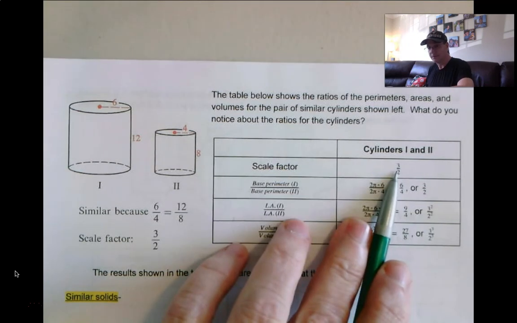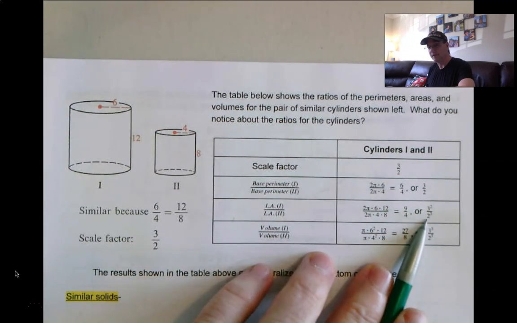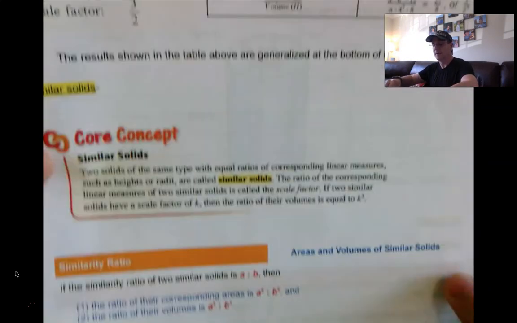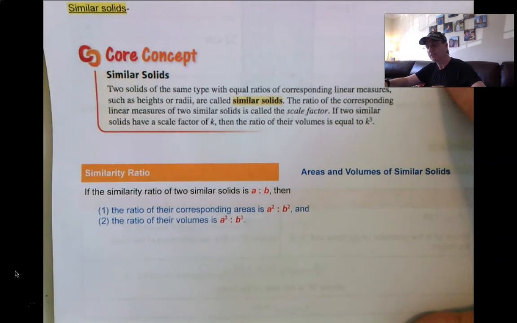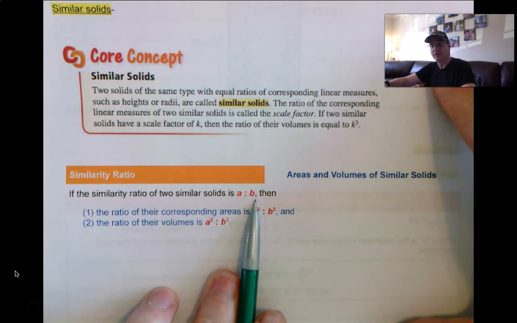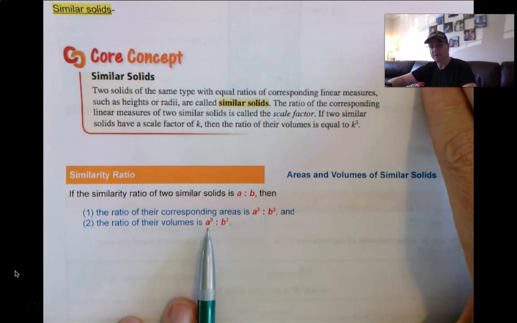Similarity ratio is 3 to 2. Ratio of the perimeters is 3 to 2. Ratio of the areas is 3 squared to 2 squared. Ratio of the volumes is 3 cubed to 2 cubed. Which leads us into this. If we know the similarity ratio is A to B, then the ratio of the areas must be A squared to B squared, and the ratio of their volumes must be A cubed to B cubed.